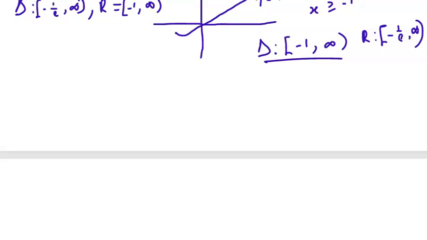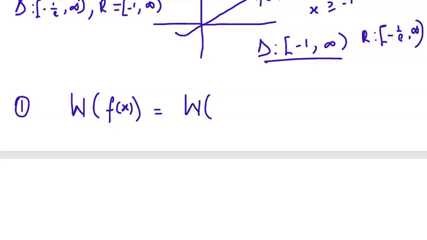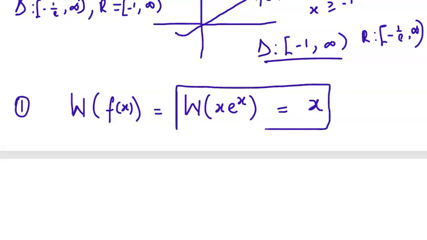So now we have the following properties for the Lambert W function. Let's say we have to evaluate the Lambert W function of f of x. So this is equal to the Lambert W function of the function itself, that is x times e raised to the power of x. So this is equal to x. So you see this is really helpful.